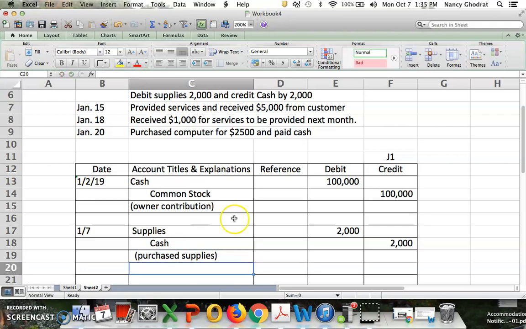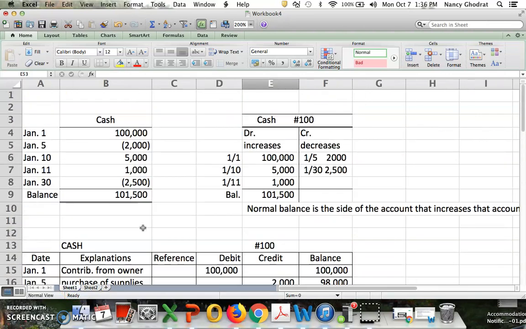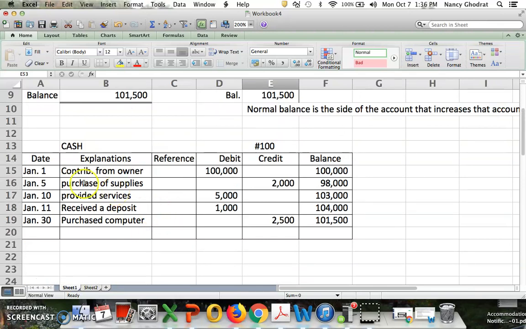Okay, now you're wondering why I'm leaving the reference column empty. That's for posting. Once you finish your journal entries, or journalizing, once you record your entries in the general journal, the next step is to take one entry at a time, the debit and credit side of the entry, and transfer it to the general ledger. What is a general ledger? The general ledger is a list of all the standard format accounts that the company is keeping.